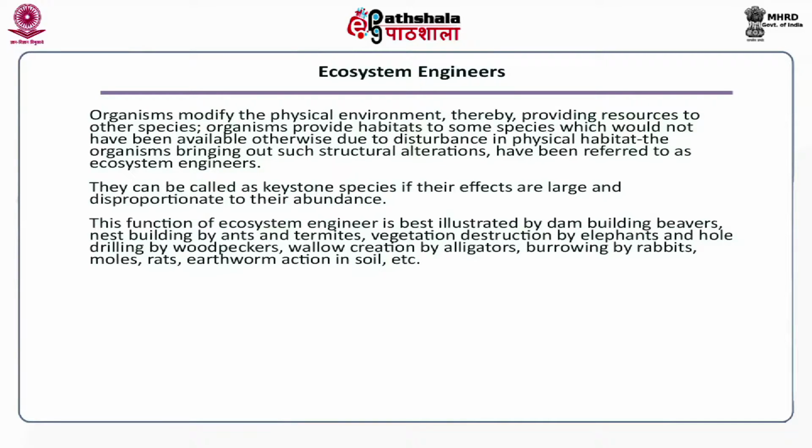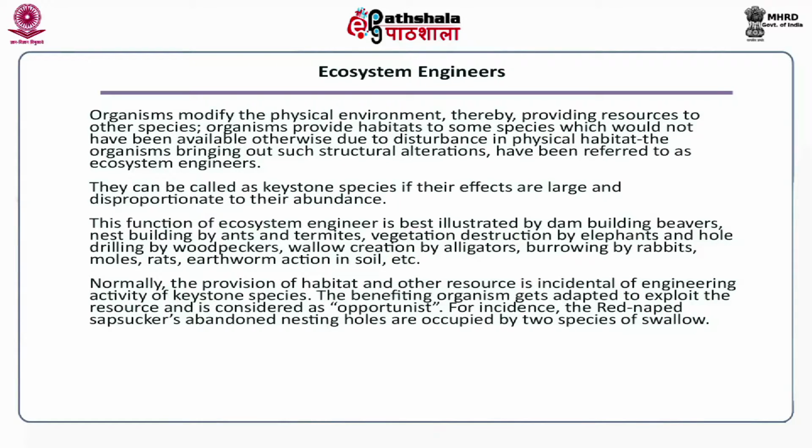beavers, nest building by ants and termites, vegetation destruction by elephants, hole drilling by woodpeckers, wallow creation by alligators, and burrowing by rabbits, moles, rats, earthworm action in soil, etc. There are so many examples of ecosystem engineers. Normally, the provision of habitat and other resources is incidental to the engineering activity of keystone species. The benefiting organism gets adapted to exploit the resource and is considered an opportunist.